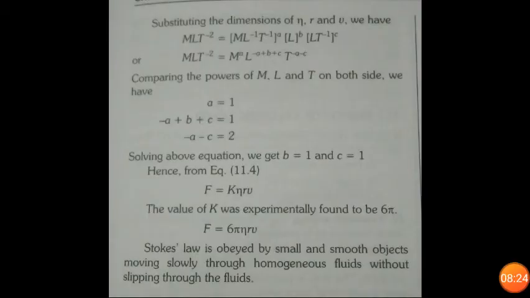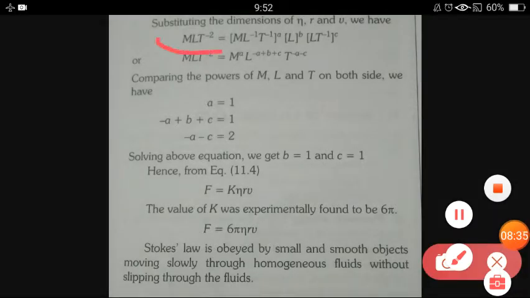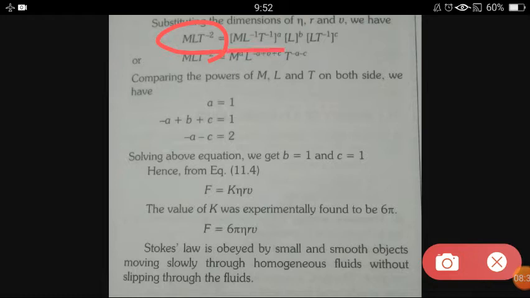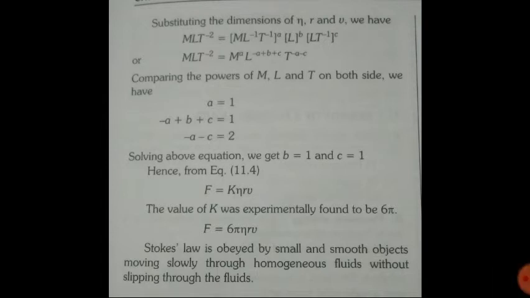Here you can see, substituting the dimensions of eta, r and v, we have this one. This is the dimensional formula of force, this is the dimensional formula of eta, this is the dimensional formula of radius, this is the dimensional formula of velocity. All the dimensional formulas we put there. Then we solved the power on the right hand side. So we got M to the power a, L to the power minus a plus b plus c, T to the power minus a minus c.